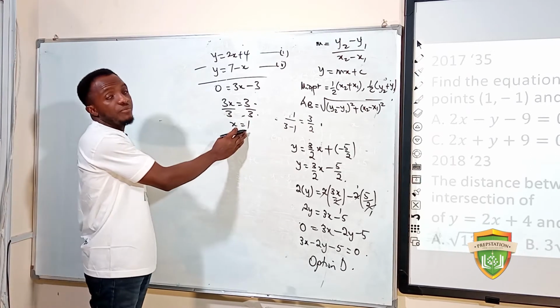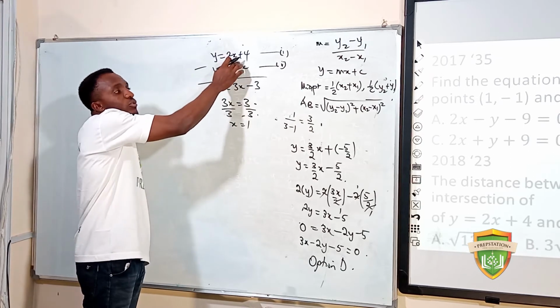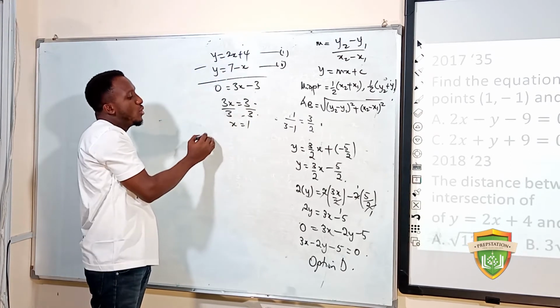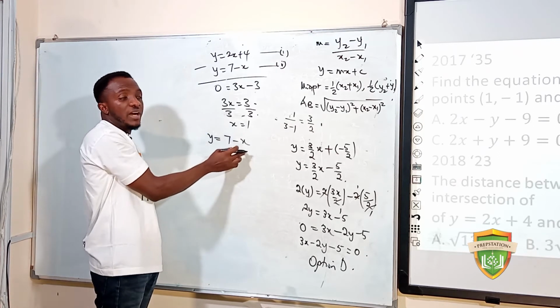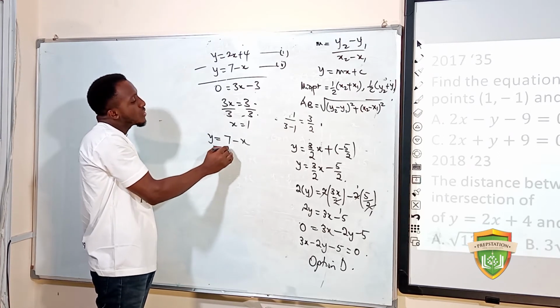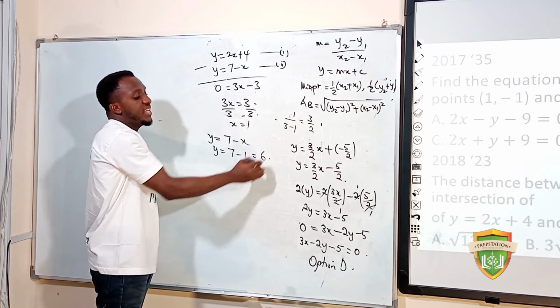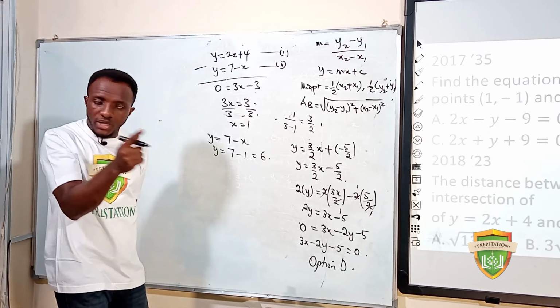Now we have the value of x, we need to find y. So we substitute the value of x here. So let's take equation 2. Equation 2 says y equals to 7 minus x. So if we substitute the value of x here, we have y equals to 7 minus 1. And 7 minus 1 is 6. Therefore, we have a new coordinate.